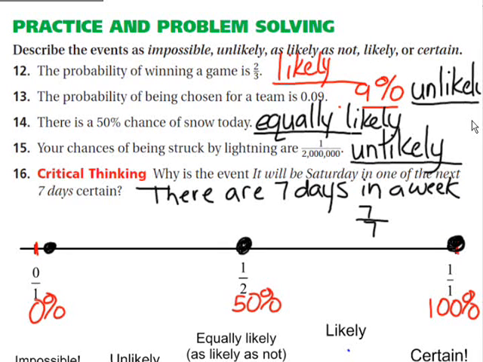We are going to continue to work with probability in class. Be able to use the words likely, unlikely, equally likely, certain, and impossible. And be able to put the percents on a number line. Remember, probability falls between 0% and 100%. See you in class.